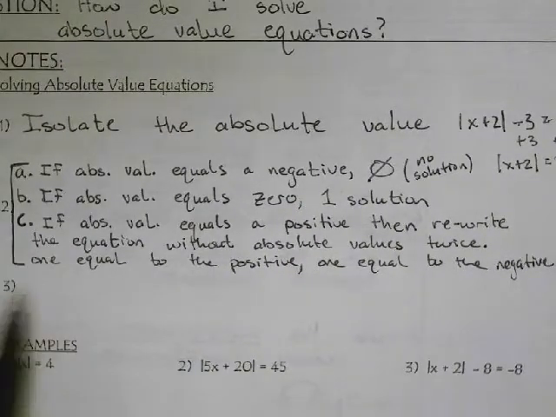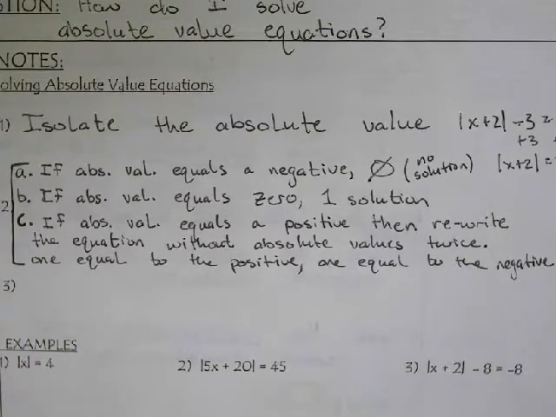So part A was if the absolute value equals a negative, there's no solution. Part B is if the absolute value equals 0, there's one solution. In part C, if absolute value equals a positive, then we rewrite the equation without the absolute values twice. So we're going to write that equation down twice. One equal to the positive and one equal to the negative.